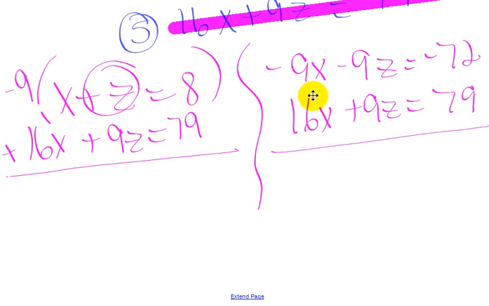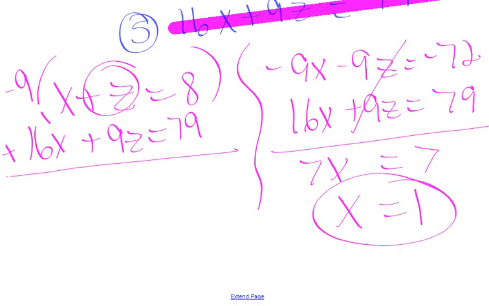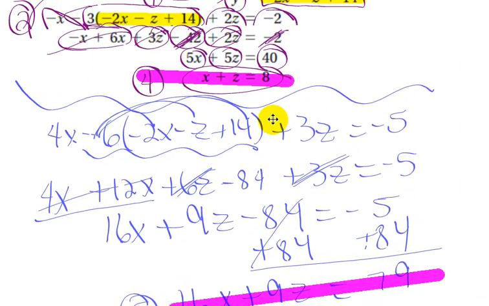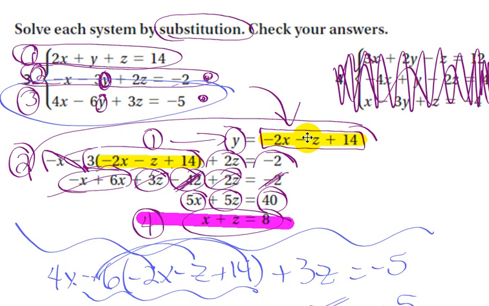Now let's solve. This goes away. So 16 minus 9 is 7x equals, and 79 minus 72 is also 7. So x is equal to 1. So we've got our first answer, x equals 1. So let's go back up to our equation, and we know we're looking for an x, which is 1, a y, and a z.